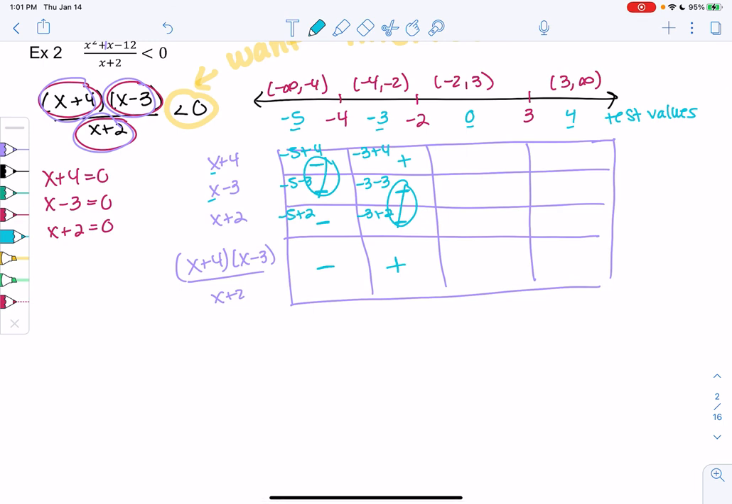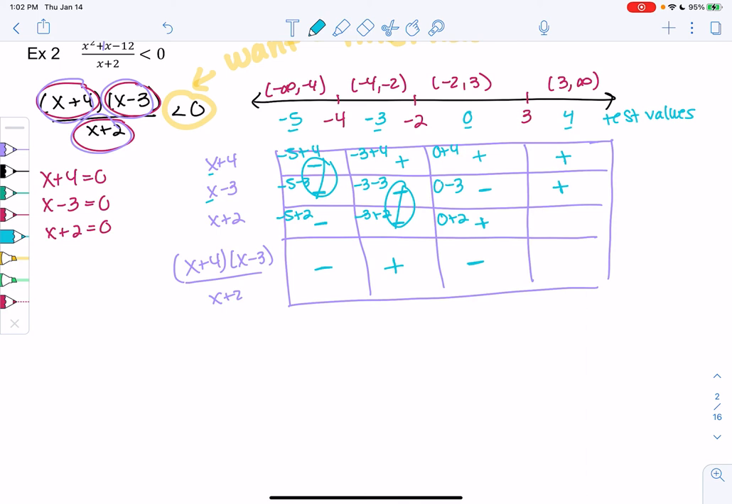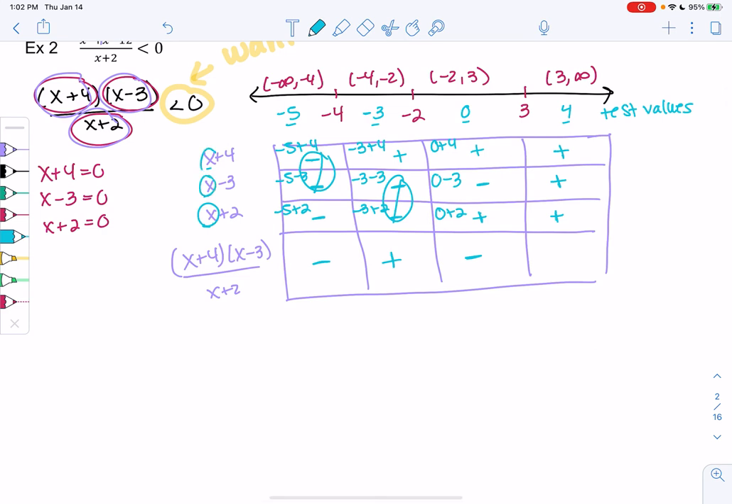Zero is my favorite because it's fast. So 0 plus 4 is positive, 0 minus 3 is negative, and 0 plus 2 is positive. So 0 is always my favorite. If you can plug in 0 for an interval, I always pick that one. And this interval will be negative. And then go ahead and try 4. 4 plus 4 is positive 8, 4 minus 3 is a positive 1, and then 4 plus 2 is 6. So again, we're just plugging the test values in for x. And then all three positive will give me a positive interval. So that's the sign charts.